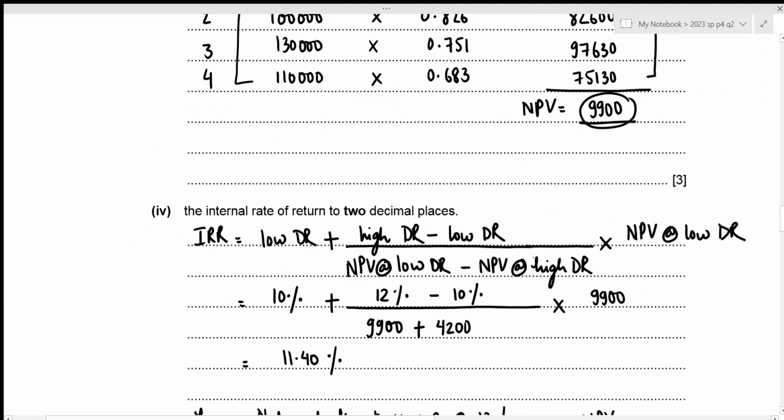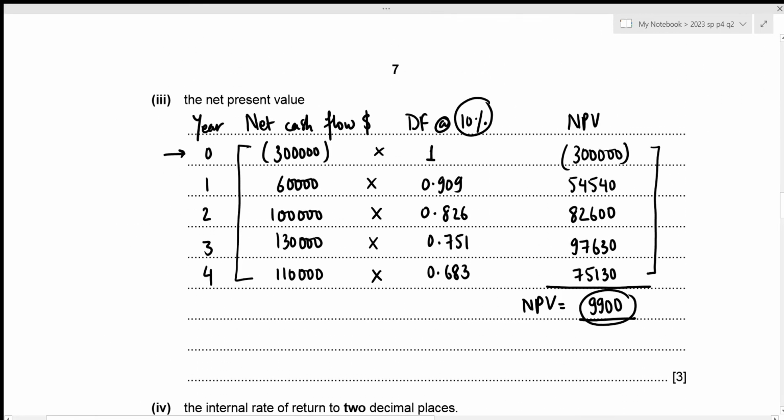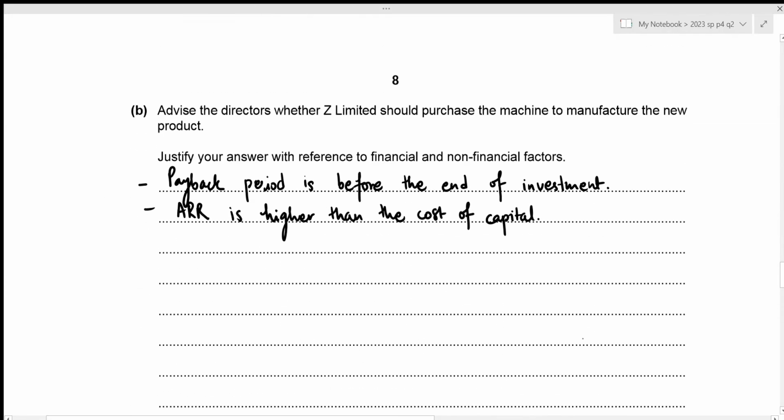Then we figured out the net present value, which has a positive value of 9,900. And a positive net present value is always good for any sort of investment. So let's write it down as well. The investment has a positive net present value.